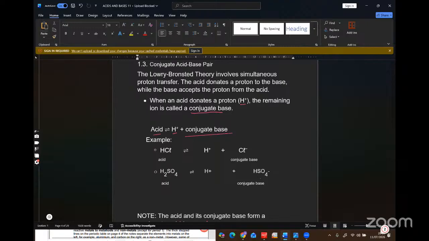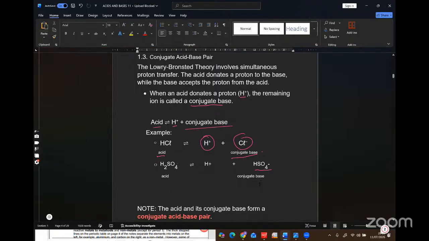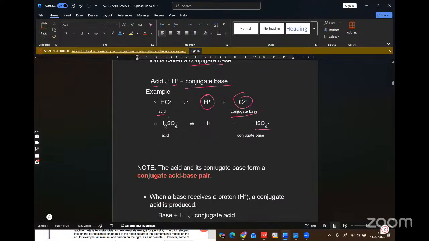So hydrochloric acid is an acid. If it splits, it gives you this one like this. And then whatever you have left of this is called a conjugate base. So this is an acid and its conjugate base. This is also an acid. If you remove a hydrogen out of it, whatever is left is its conjugate base. So acids would always go with their conjugate bases, and they form what we call a conjugate acid-base pair.